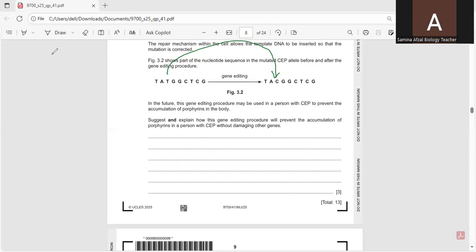So in this way, I would like to write this point, and then the second point is prevention of porphyrin accumulation. By correcting the nucleotide sequence, the gene is now able to code for a functional enzyme instead of one with little or no function. The functional enzyme can now catalyze the specific steps, so the precursors will be converted into the next product in the pathway, preventing their accumulation in the cell body.